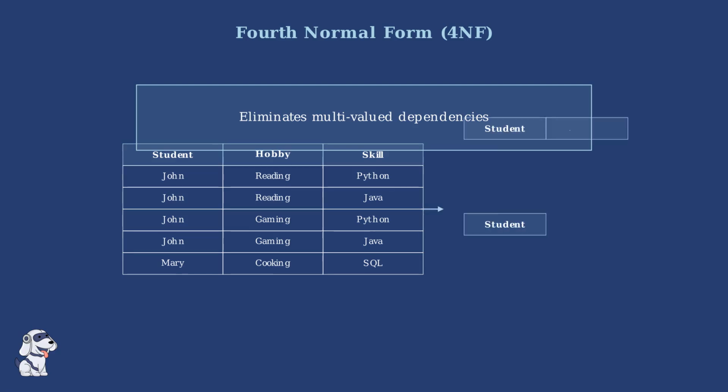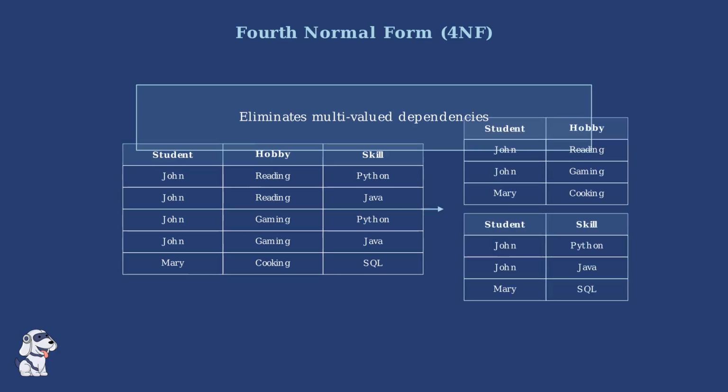To achieve fourth normal form, we split this into 2 separate tables, one for student hobbies and another for student skills. This eliminates the multi-valued dependency and reduces redundancy.